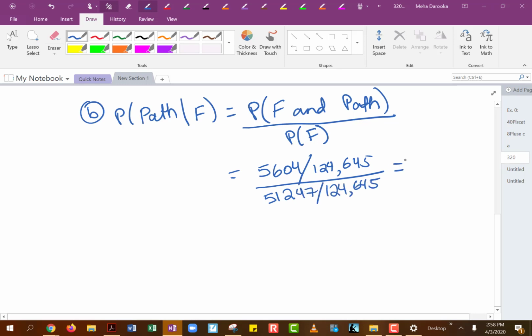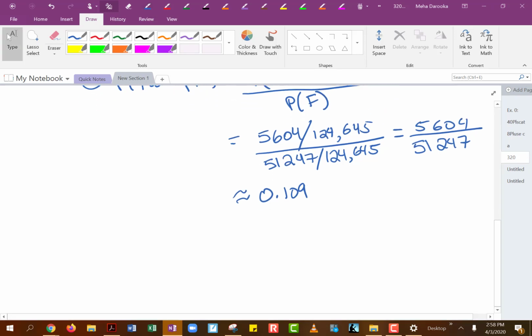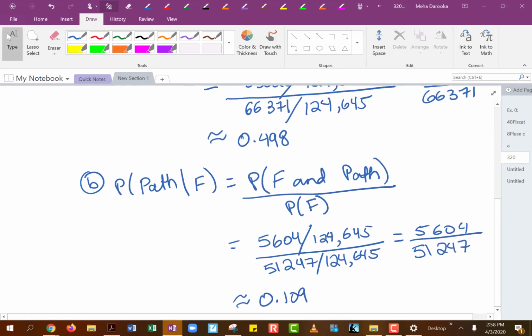So this fraction basically will come out to be 5,604 divided by 51,247. And as a decimal approximation, this comes out to be 0.109. So approximately, I guess you can say 11%. So 11% of the doctors would be pathologists, given that they are females. Now here's the C part.